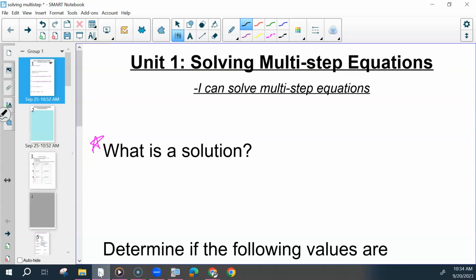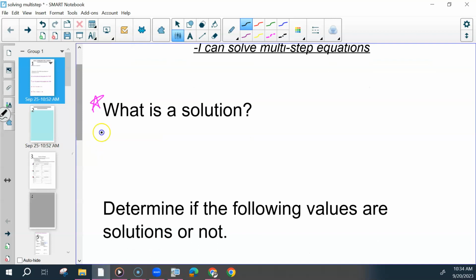There has to be a vowel. Alright, so first question. If I said, what is the solution? Okay, so what would you say? The result or answer to a problem.